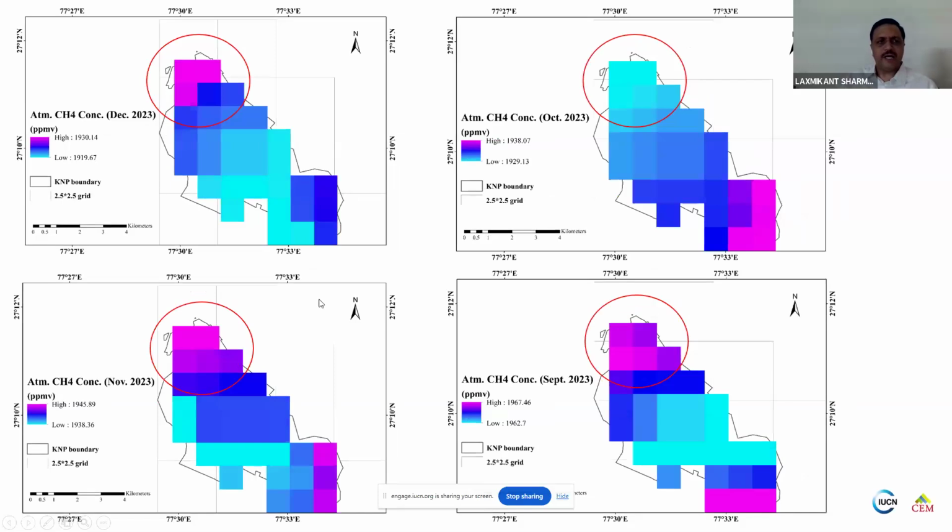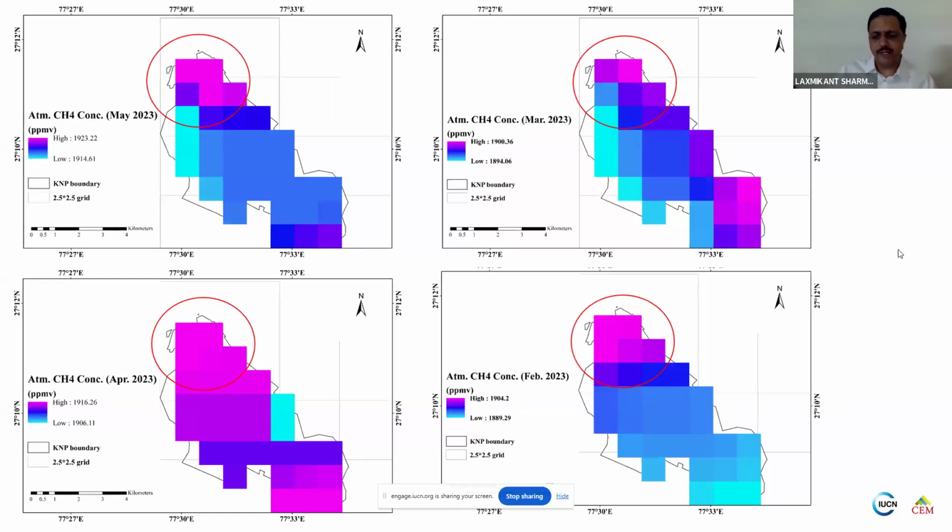Similarly, in December 23, the study we have taken, we calculated the methane concentration, that is 1930 ppmv, and in October 23 it was 1938, as well as in September the highest amount of methane, in ppmv, we have measured was 1967. So it means not only one factor, many other factors relate to the concentration of methane in the teal carbon ecosystem that is established. Similarly, we have taken January, February in 23, and calculated what amount of methane concentration was there.